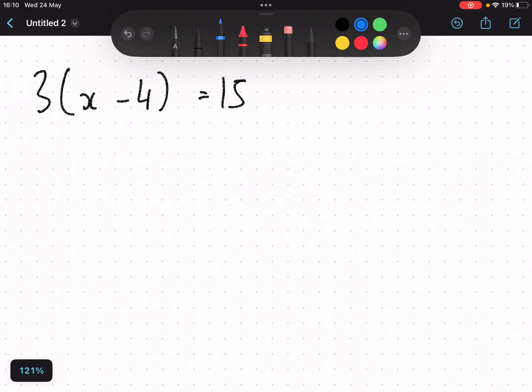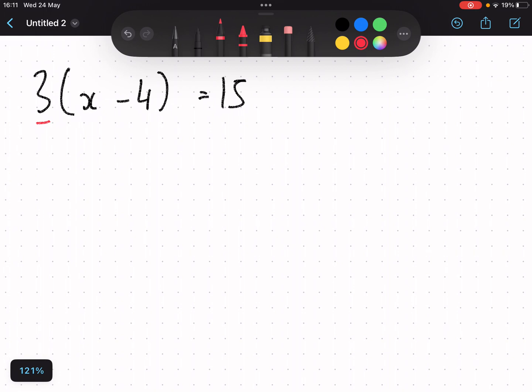So, solving in algebra where there are brackets that need to be expanded or multiplied out before we do our standard steps of eliminating things from both sides. In this example here, I need to multiply this bracket out first before I start getting rid of constants and start worrying about getting x equals a number. So I need to multiply 3 by x minus 4.